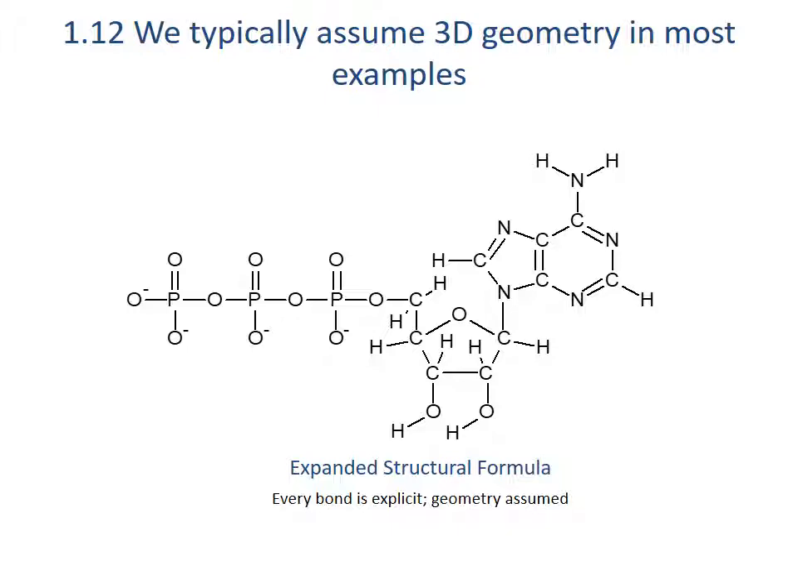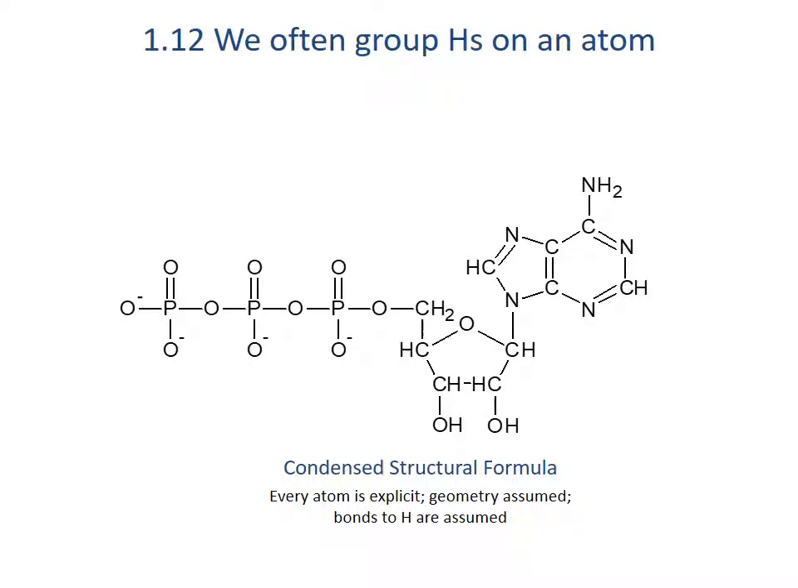But we can make this a little bit simpler, and we usually do, by grouping all the H's that are together on an atom. H's usually are present on most nitrogens and on most carbons, and so instead of trying to draw each H out, we're going to collapse them onto the atom that they're connected to. Notice the H's are just shown right after the O's, or the C's, or the nitrogens. That makes it a little bit easier to see. We're still assuming geometry. This type of structure is called a condensed structural formula. This is a pretty common way, especially in biology, to draw out molecules.